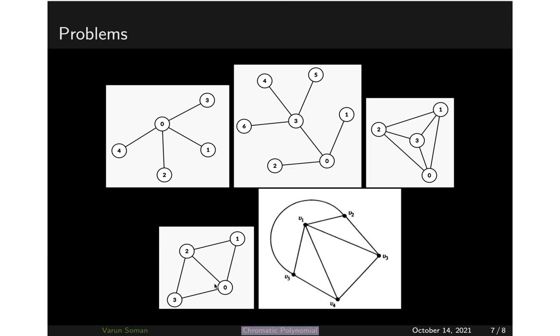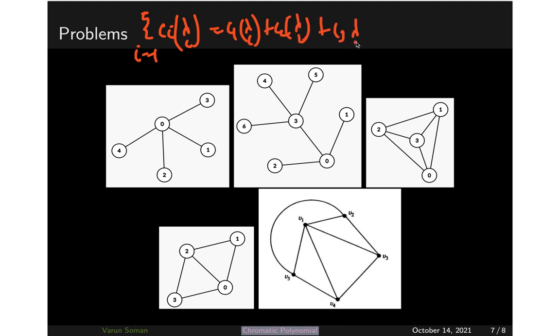Okay, so we'll again think of the chromatic polynomial approach. So it has 5 vertices, so its formula would be sigma i equal to 1 to 5 Ci lambda Ci. Okay, so that is C1 into lambda C1 plus C2 into lambda C2 plus C3 into lambda C3 plus C4 into lambda C4 plus C5 into lambda C5. Okay, now we'll simplify this one.